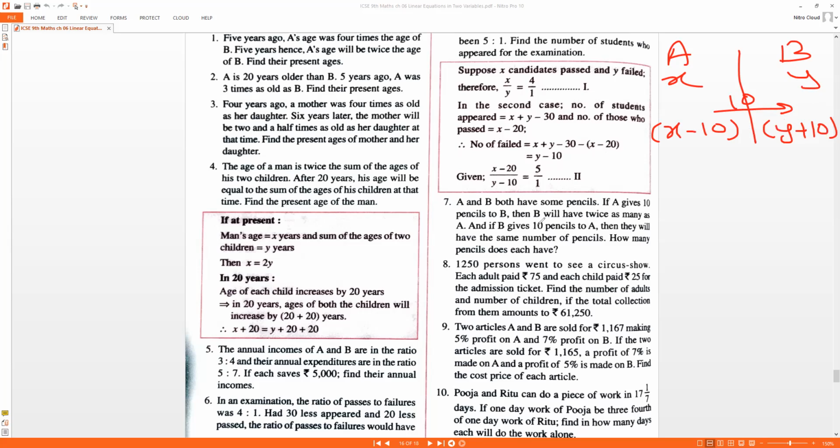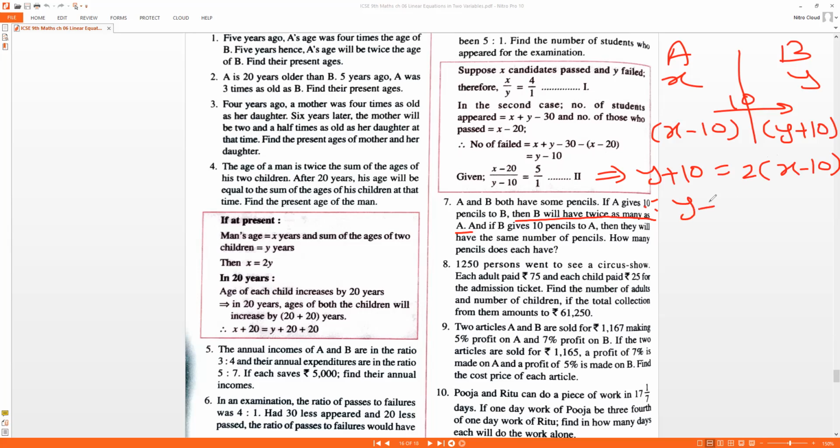Now what is the condition? Then B will have twice as many as A. So what is the condition? Can you form the equation? Y plus 10 is equal to twice of X minus 10. Do you understand this? Right? Yes, sir.